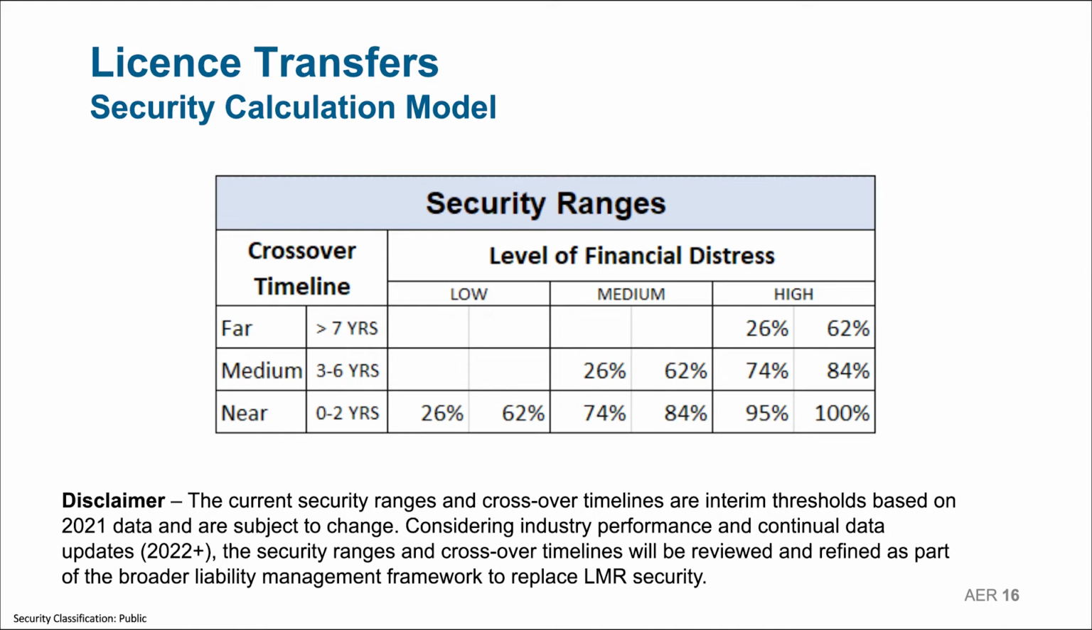The crossover timeline is a snapshot in time and is being used as an indicator of near-term risk and is not forecasting the sustainability of the sector. It is important to note that crossover timeline is based on predefined thresholds rather than a peer comparison. The crossover timeline also does not take into consideration any future changes or actions that may improve the situation of the licensee. The security model considers the licensee's level of financial distress and the crossover timeline post-transfer. Based on where the licensee falls within these two parameters, a range of security is determined.